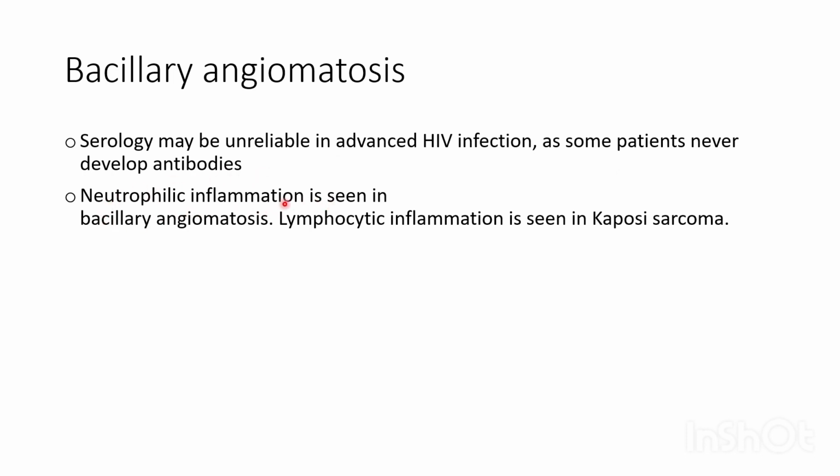Neutrophilic inflammation is seen in bacillary angiomatosis on biopsy. Lymphocytic inflammation is seen in Kaposi sarcoma on biopsy.